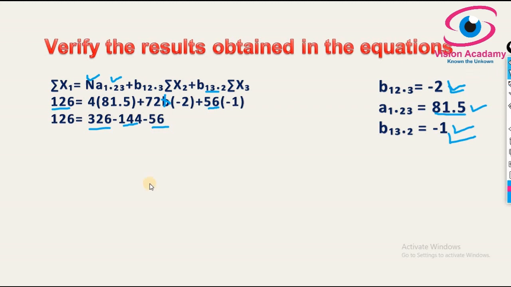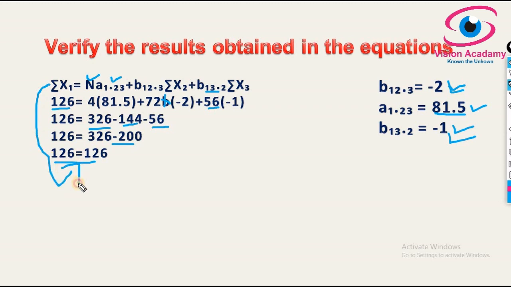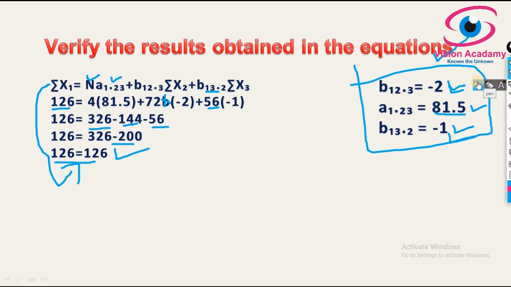Now again I will further simplify this. So minus into minus, minus 200: 144 plus 56 is 200. So now we will simplify this again. So 326 minus 200 is 126, which is exactly equal to this summation of x1. So this is tallied, this is verified, and the values obtained, these three values, are perfectly right. So by this way we calculated multiple linear regression using the least square method, in the normal equation direct method.